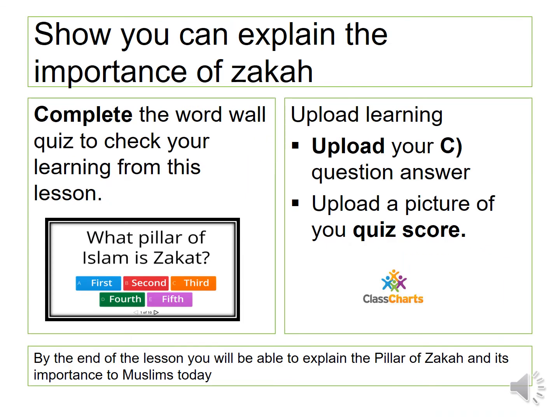Final task for this lesson is to check your learning. So you've answered a C question, and I'd now like to check your knowledge with a Word Wall quiz. There'll be a link below on Class Charts, so click on the Word Wall link and complete the quiz. Then once you've done the quiz, take a picture of your score and upload it to Class Charts. So the 2 things that you need to upload are your answer to your C question and your quiz score on Word Wall. And the link is below on your Class Charts.